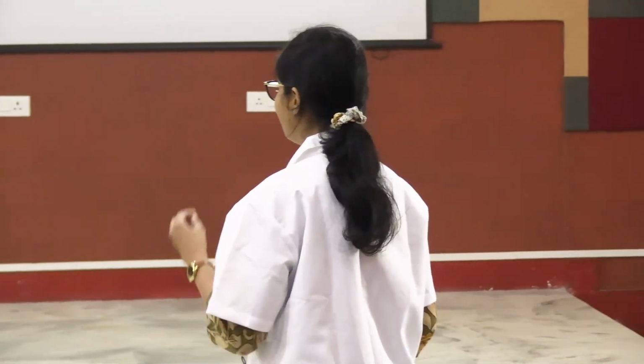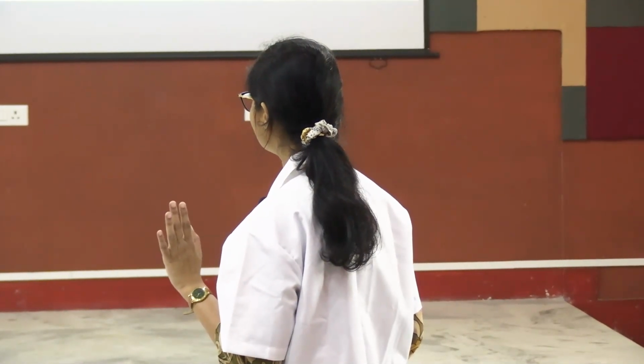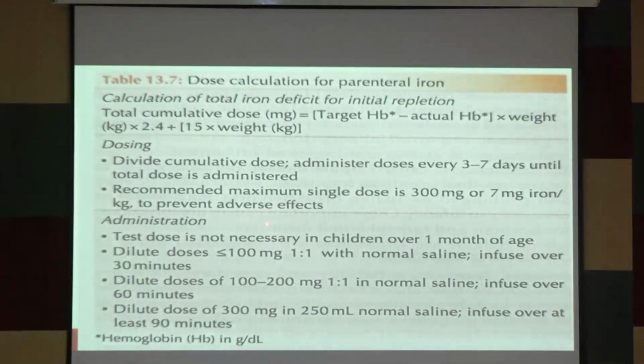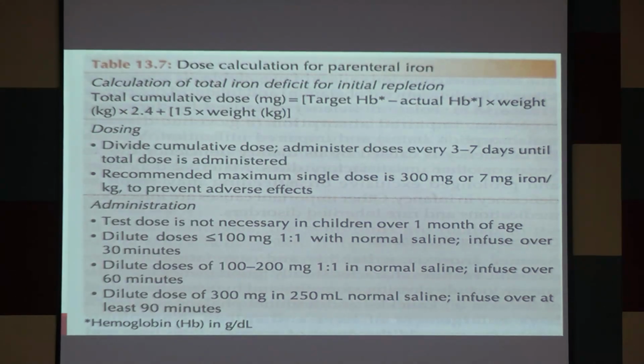Now suppose I need to give a dose of 100 milligrams. I will have to dilute it 1:1 with normal saline, equal volume of normal saline, and then infuse it over 30 minutes. If the dose is 100 to 200 mg, equal volume dilution in normal saline, but infuse it over 60 minutes. If the dose is 300 milligram, dilute it in 250 ml NS and infuse it over 90 minutes. So the maximum time is 90 minutes.